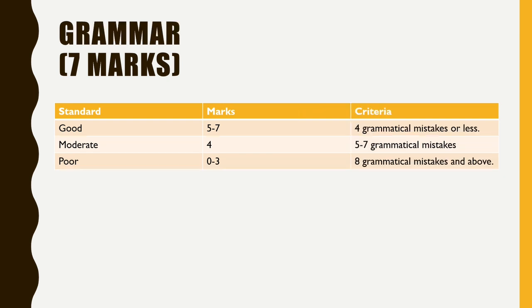The next one is grammar. So you need to take care of your grammar. Maybe if you have Chinese friend, you can ask your friend to proofread for you, or you can let me have a look if you are not very sure about the grammar. So this is the marks for grammar. The good one is like less grammatical mistakes, less than 4. Okay, moderate, 5 to 7 grammatical mistakes. So the poor one is a lot of grammatical mistakes, 8 grammatical mistakes and above.